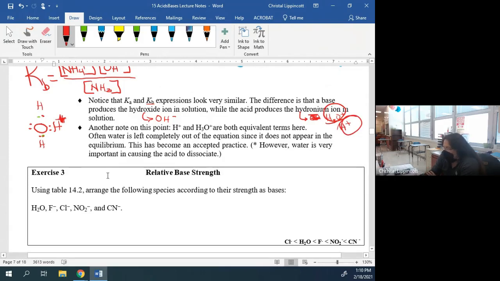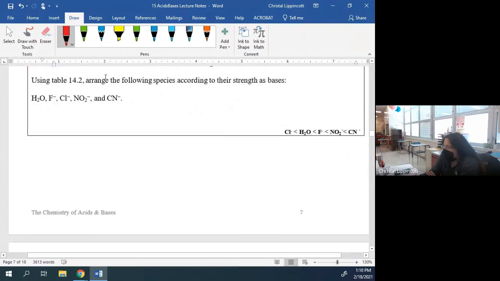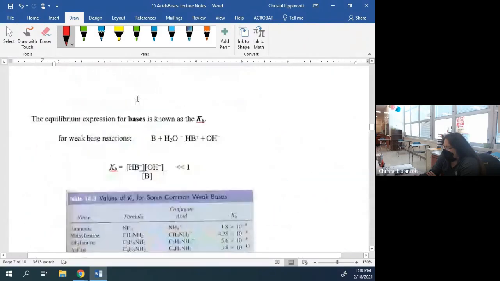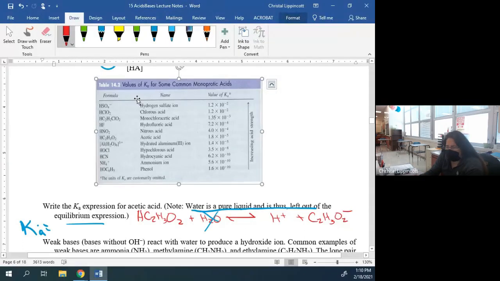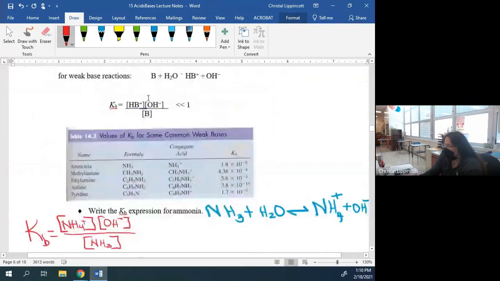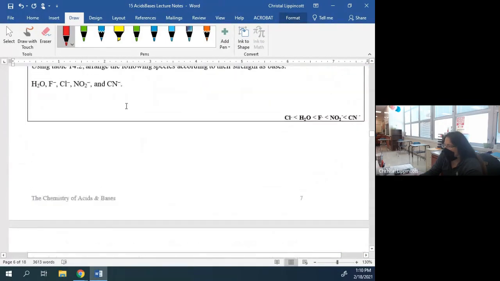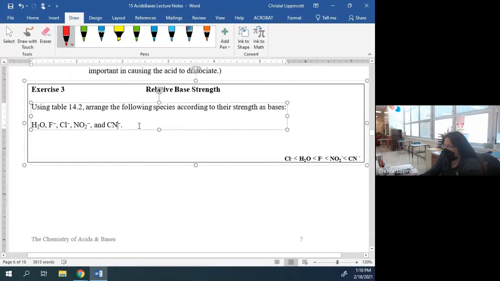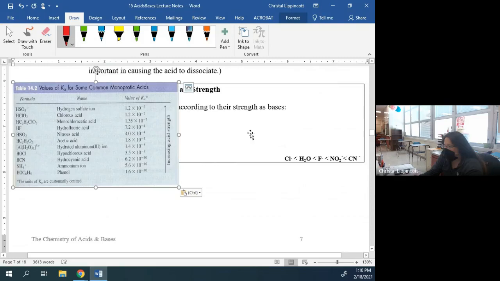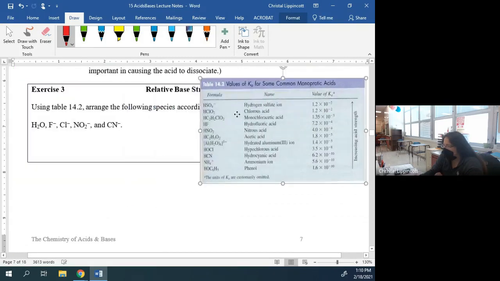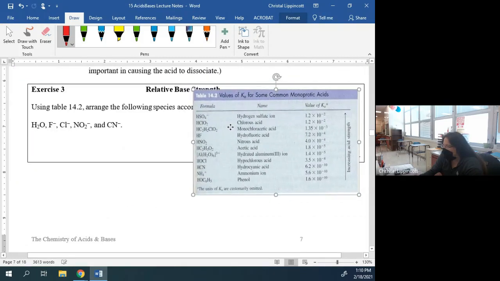So here they want us to use this table, the 14.2, to arrange the following species according to their base strength. Now, look at this chart. Control C. And I will try to do a Control V here. Do you think it's going to be friendly to me? I don't know. We'll see. Here it is. Good. Oops. Be nice. Get along.